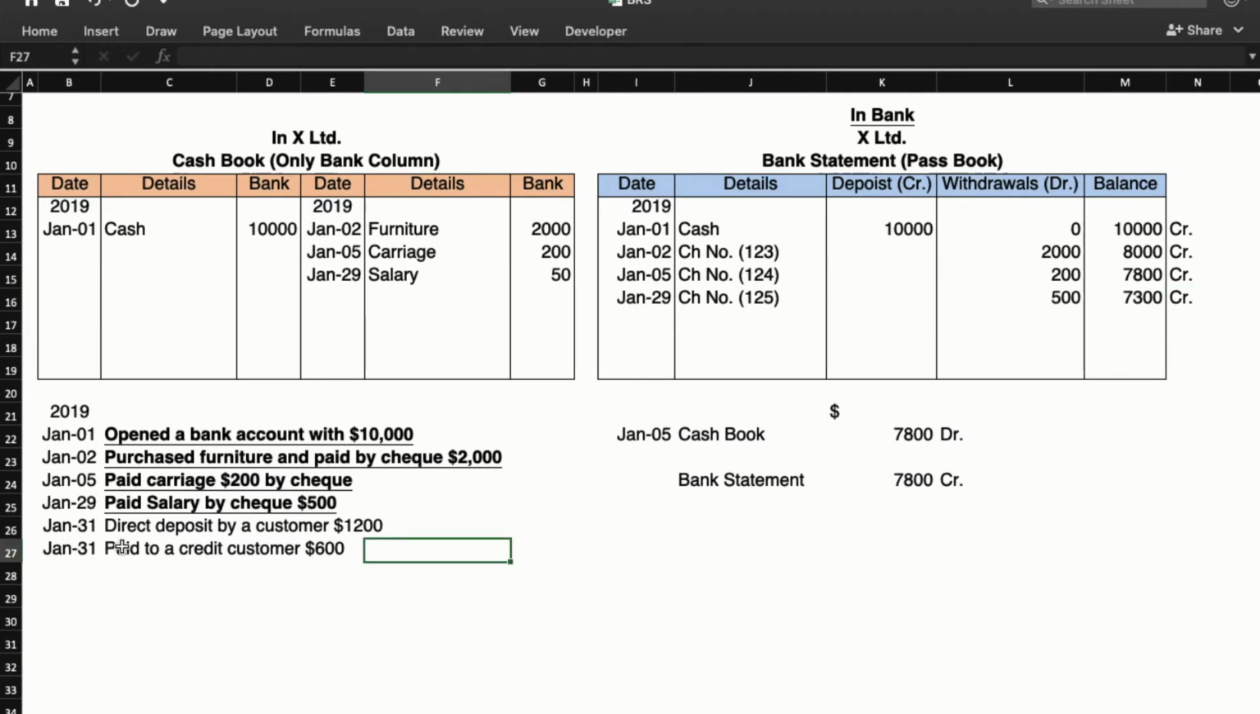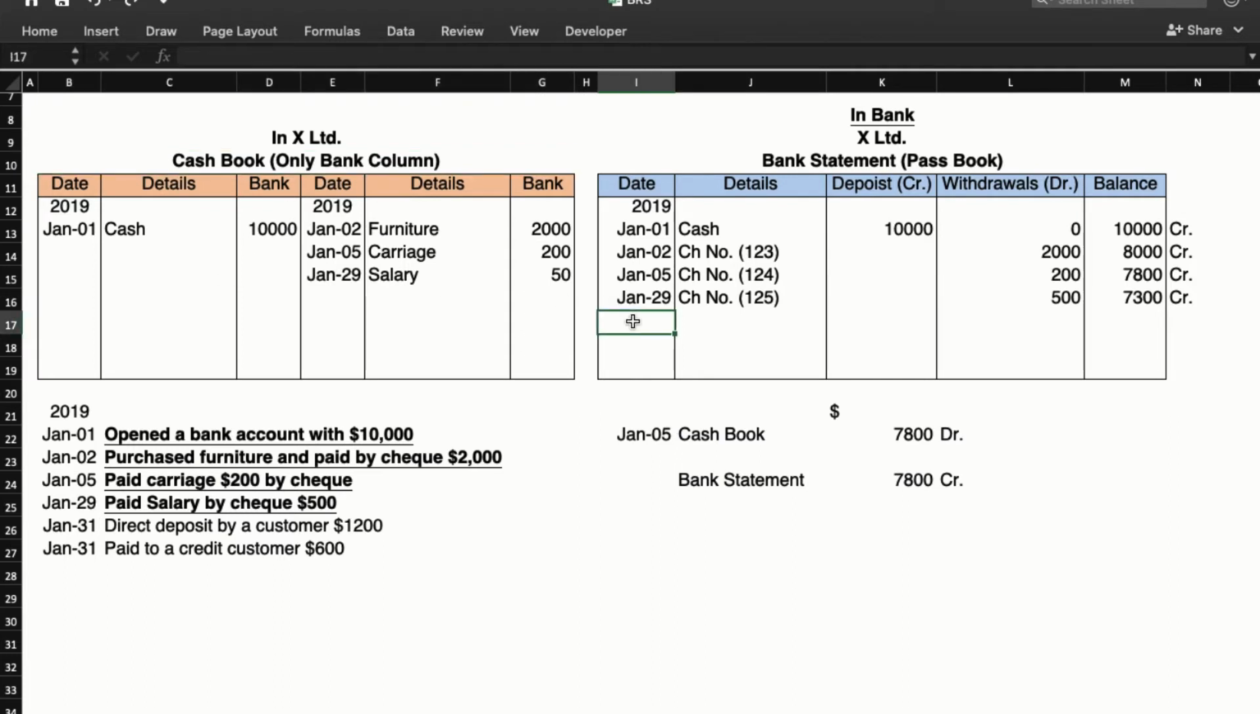Now see the next transaction on Jan 31st. Direct deposit by customer, $1,200. What the customer has done, without informing me, is directly put the money in my bank account. He didn't inform me regarding this. As I don't have any information, I will not record this transaction in my cash book.